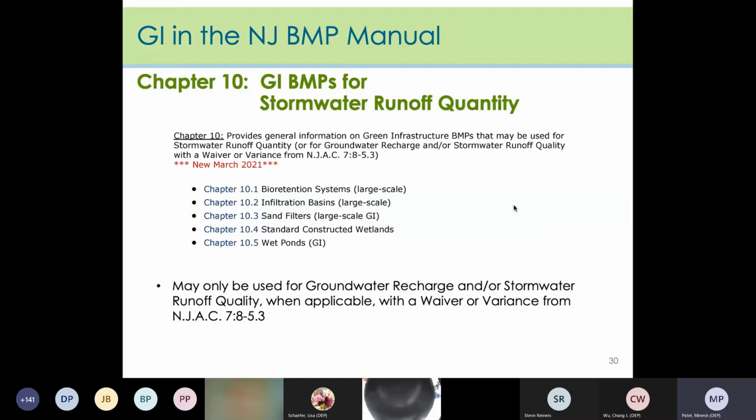Chapter 10 BMPs can be used to address stormwater runoff quantity control. These BMPs can have contributory drainage areas that are larger than the drainage areas of BMPs listed in Chapter 9. Chapter 10 BMPs include the large-scale bioretention systems, large-scale infiltration basins, large-scale sand filters that are GI, standard construction wetlands, and green infrastructure wet ponds. These BMPs may only be used to meet water quality and recharge if a waiver or variance is granted, so that is very key to keep in mind.